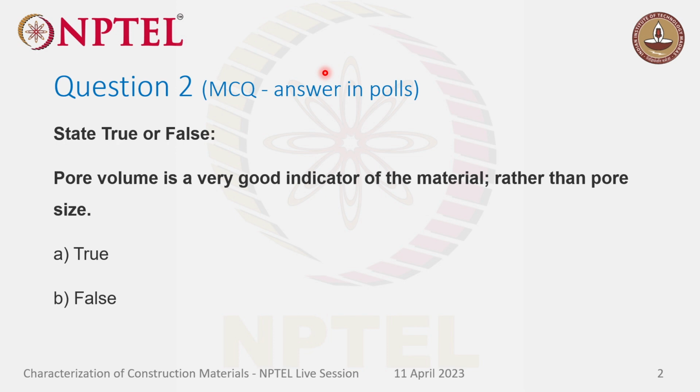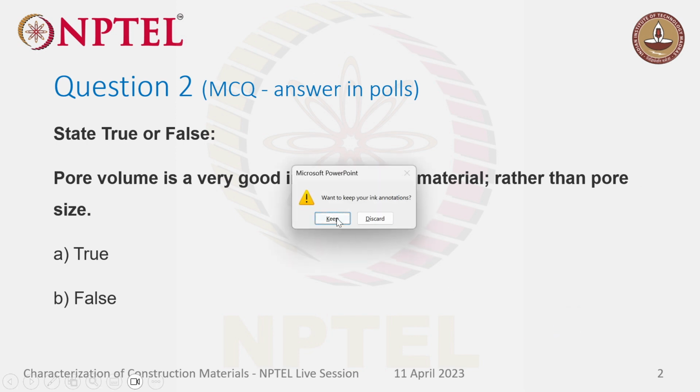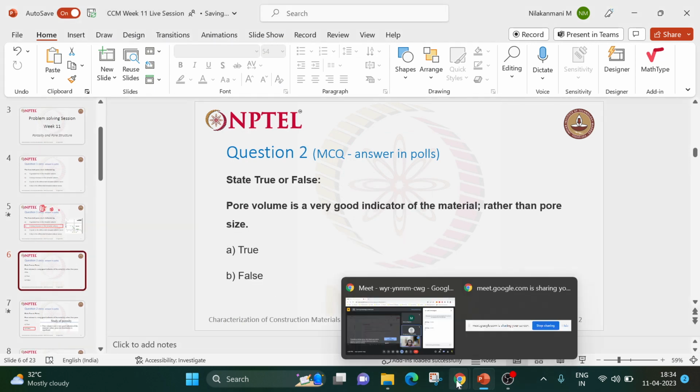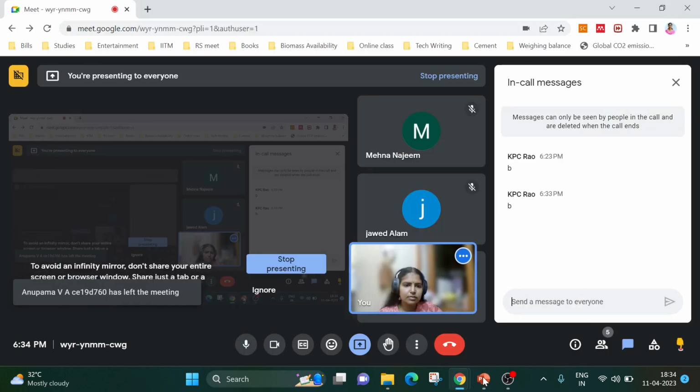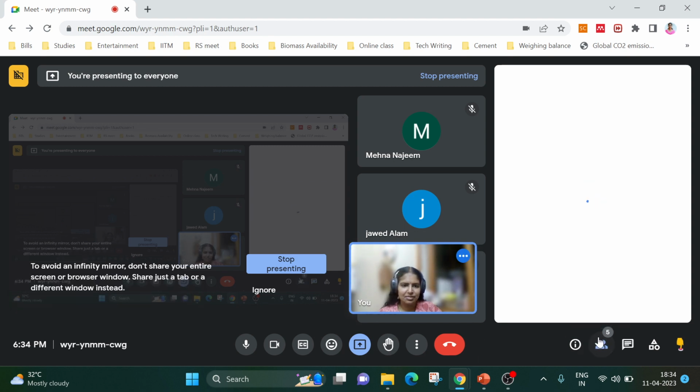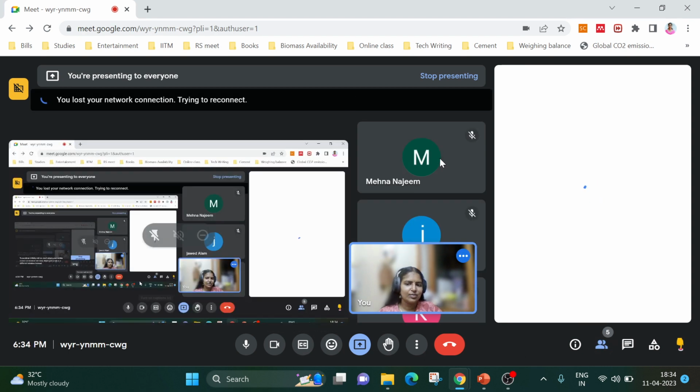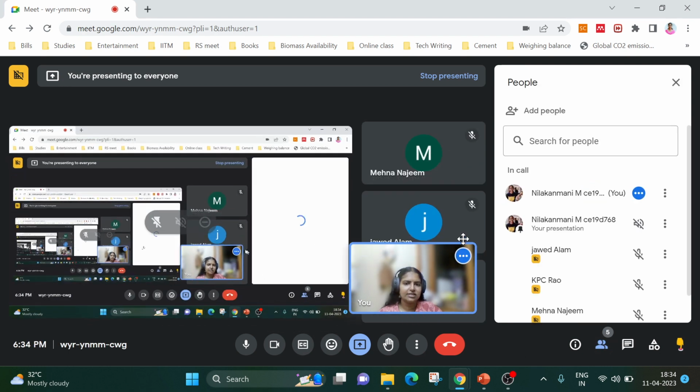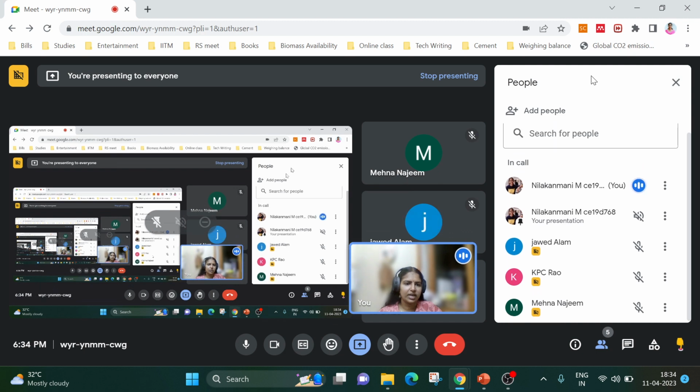Time is up. Option B. I think I don't find any other response apart from KPC Rao. There are Naina and Javed in class also. Please try to answer. Okay, fine.